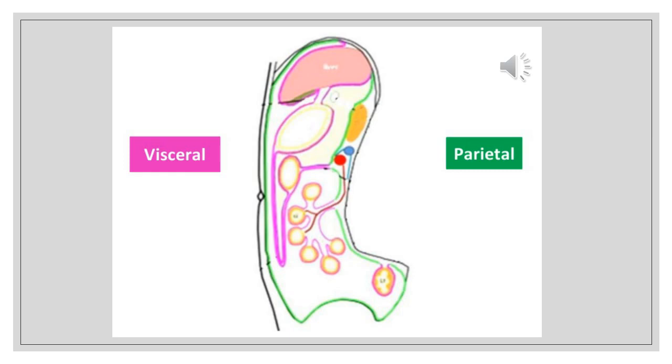In this picture, it is clear that the green color represents the parietal layer of peritoneum, and the violet color, which is lining the viscera, indicates the visceral layer of peritoneum.